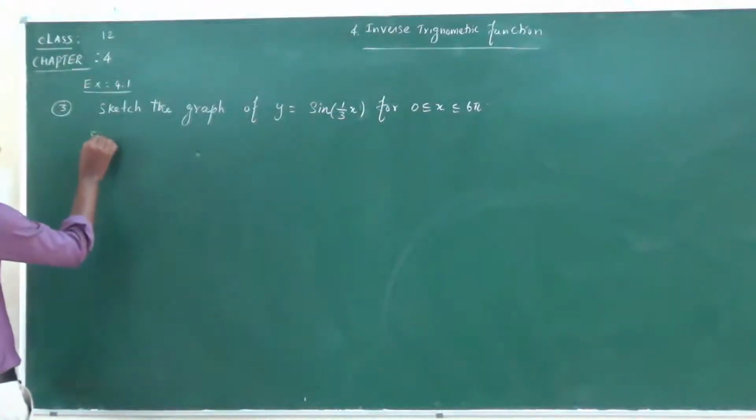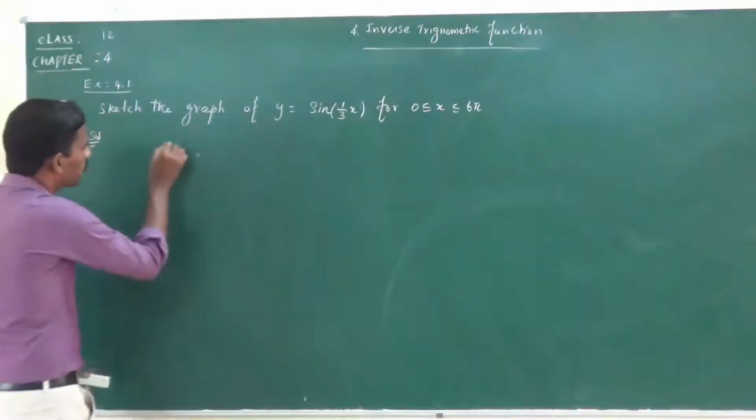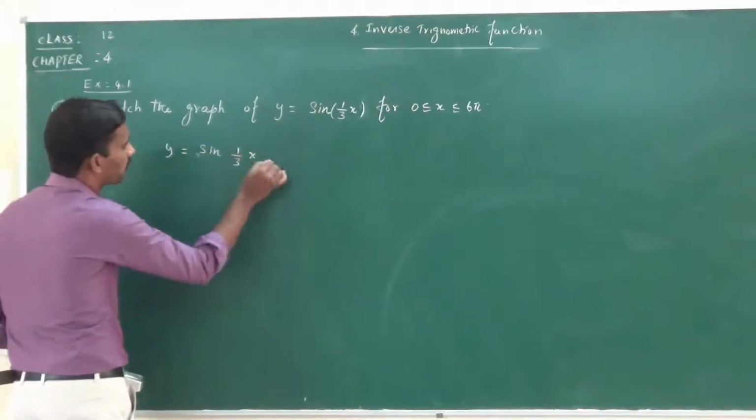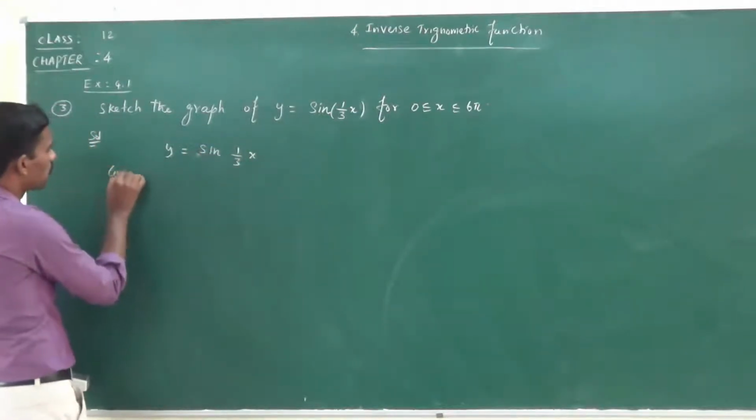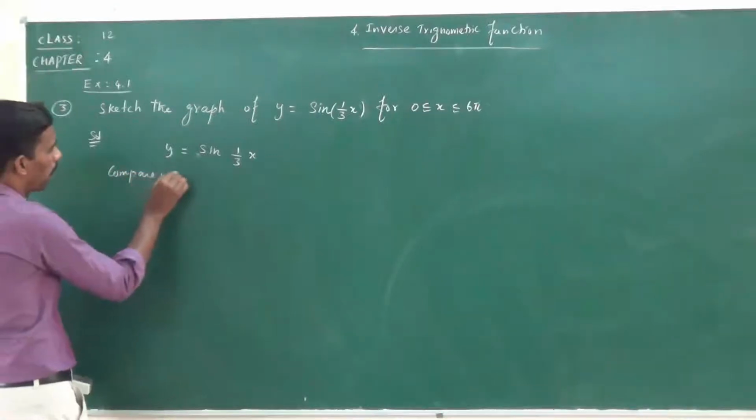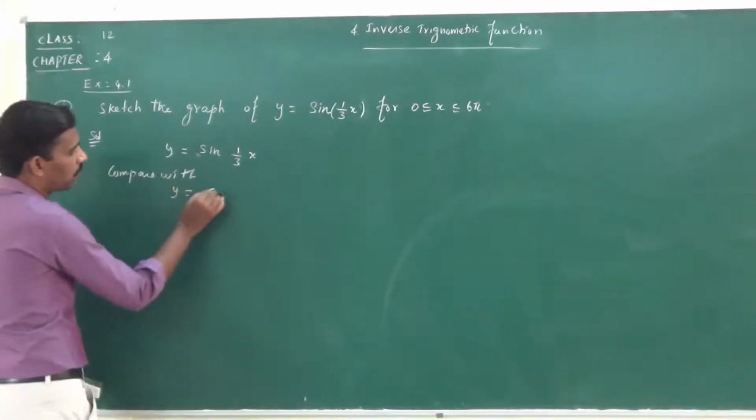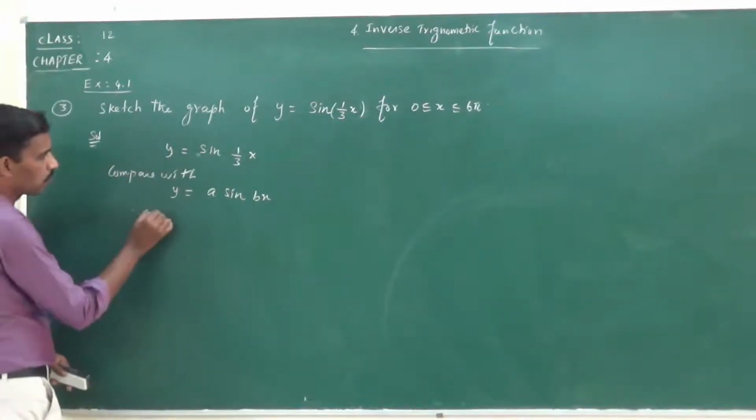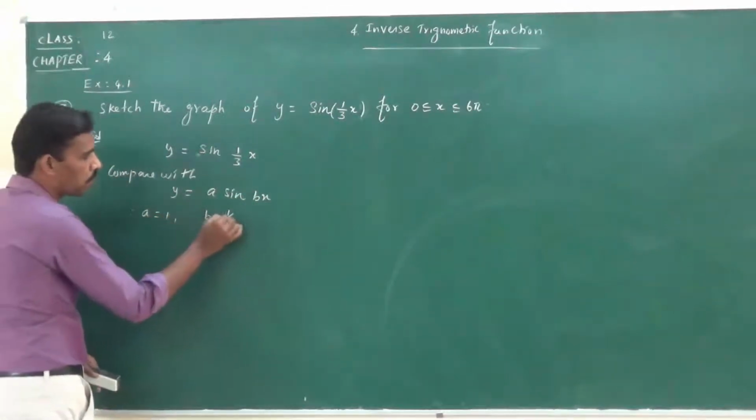Now, the given function is y is equal to sin 1 by 3 of x. Now, compare with y is equal to a sin bx. Therefore, a is equal to 1 and b is equal to 1 by 3.